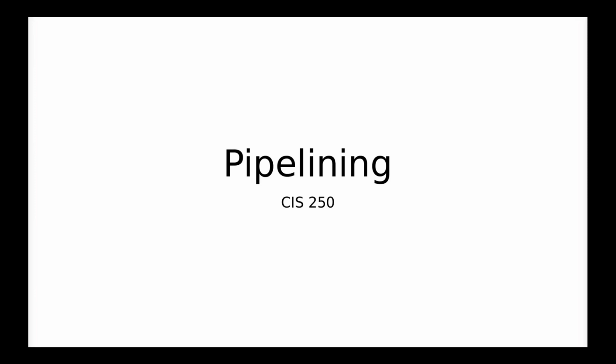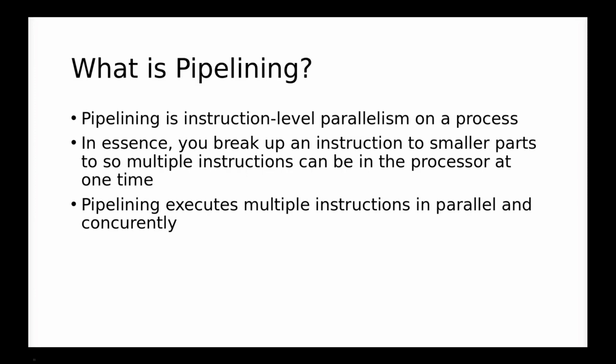Now, pipelining is basically breaking up processes that go through the processor into smaller units so you can basically run them in parallel. And so the definition of processor pipelining, or just pipelining, is instruction level parallelism on the processor. Essentially, you can have multiple processes or multiple commands running on the processor at the same time, and so you can get a little bit faster throughput.